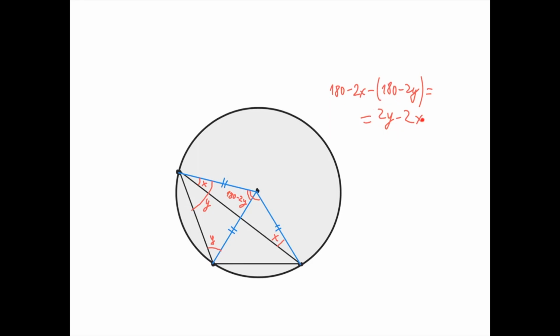But note that this is exactly 2 times this angle here, because y minus x is this angle, and this is twice that angle. And so again, as with the previous case, we got that this angle here is twice this angle here. So to summarize, if this angle in the triangle is gamma, you can see that it points towards this side.